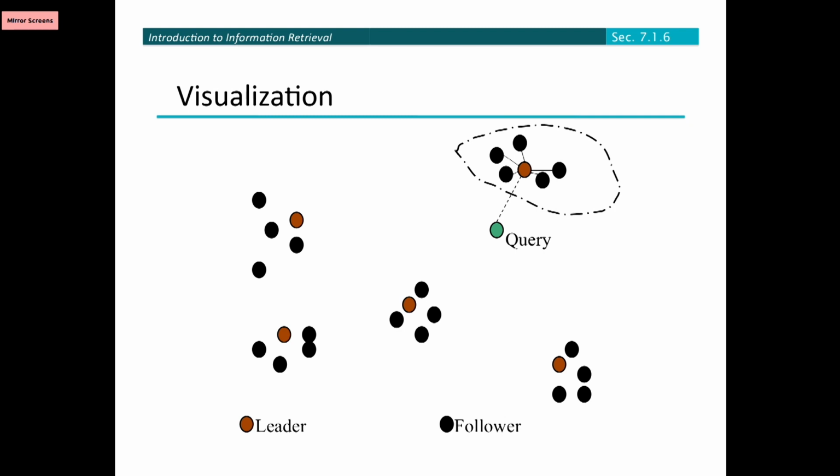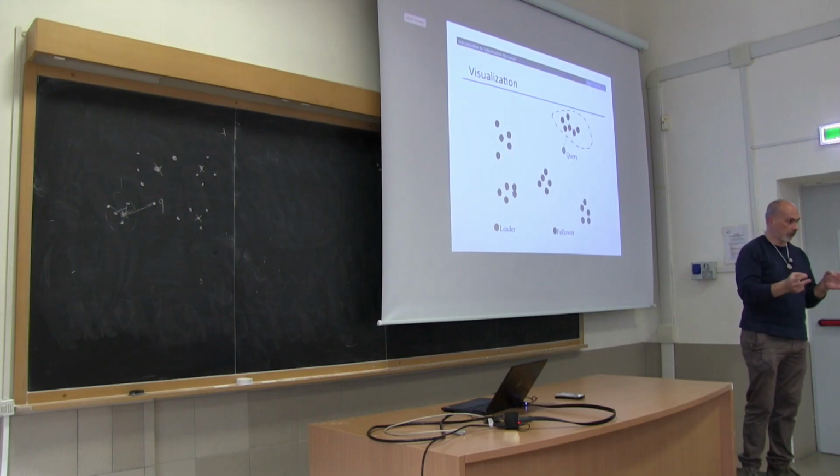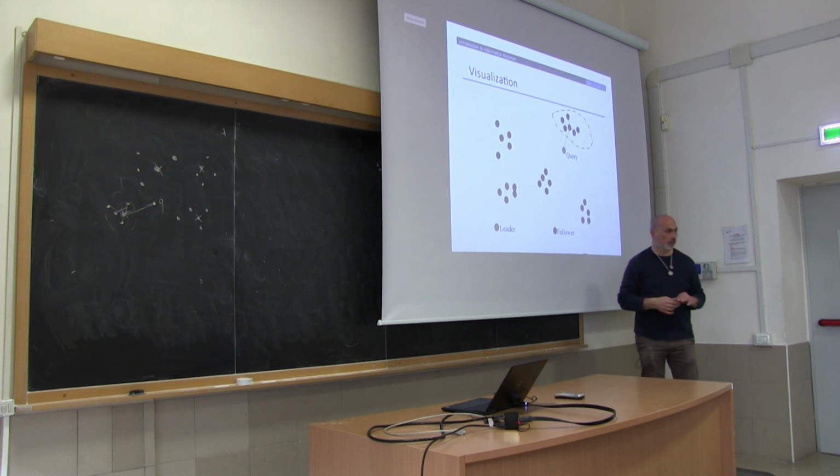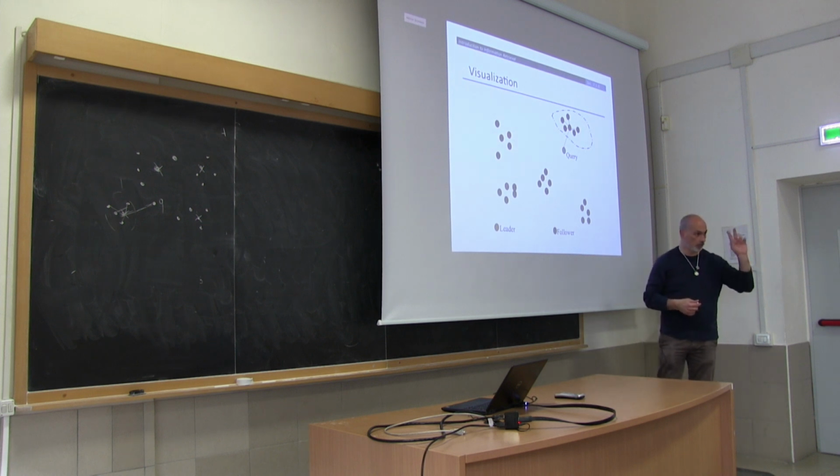Consider that leader, I will collect the first k documents that are closest to the leader, and I will return that as the result set. Okay? So, what do I need to do to implement this algorithm offline? I need to do two things. First of all, I need to sample k documents uniformly at random, which are the leaders.